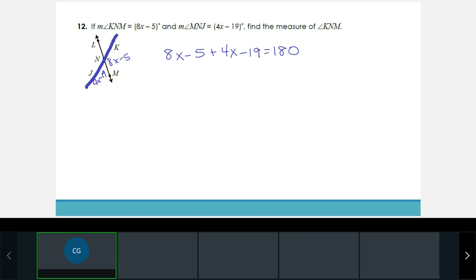Okay, so I have put how I set up the equation on the board. Make sure that you are labeling your angles carefully. K and M is 8x minus 5, so make sure you have your 8x minus 5 in the right spot. M and J is 4x minus 19. These are not across from each other. They are not vertical. So if you made them equal, then that is where your mistake happened. Okay? They are not vertical, so they are not equal.